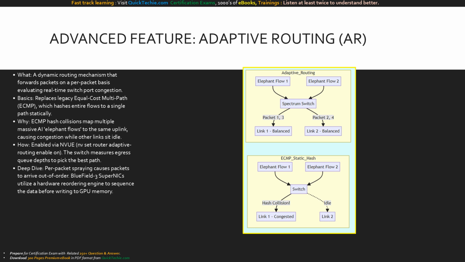On top, ECMP forces both elephant flows down link 1 due to a hash collision, creating a massive bottleneck while link 2 sits idle. On the bottom, adaptive routing looks at the load and dynamically sprays the packets evenly across both link 1 and link 2. Every bit of bandwidth is utilized.